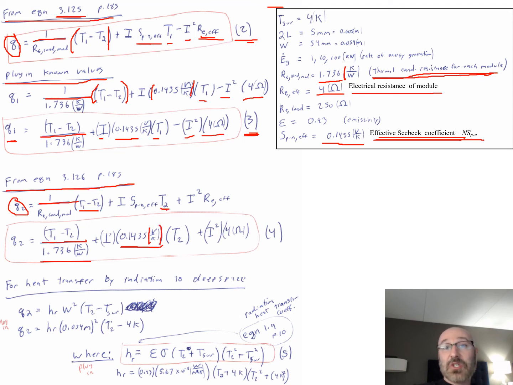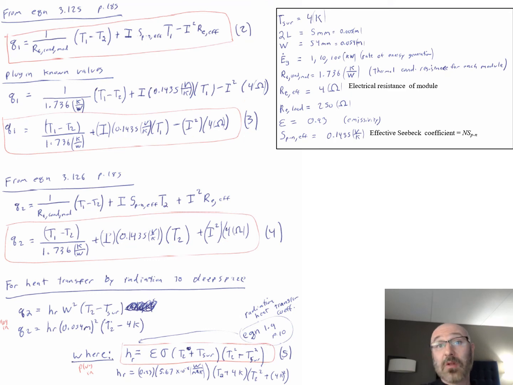Times now, this is a T2, so we'll leave that as a T2 there, plus our I squared times our value for our RE effective right there, or our electrical resistance of the module, which is our 4 ohms. So we can plug this in, and now we have that same relationship for Q2. So we've got a value for Q1 and Q2 with our known values plugged in. So we've got these two relationships here. They're called equation 3 and equation 4.